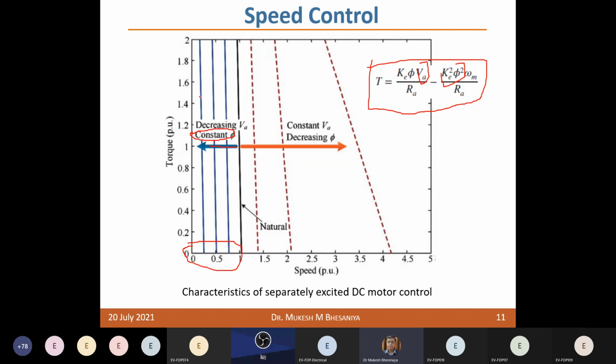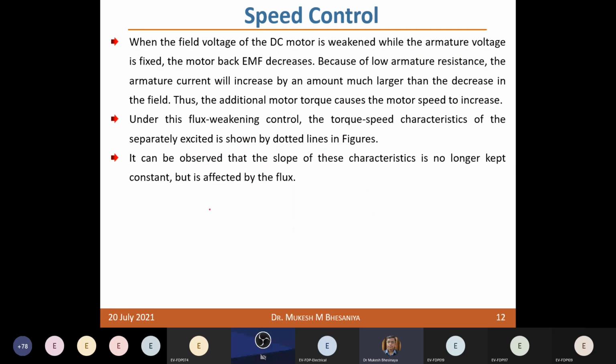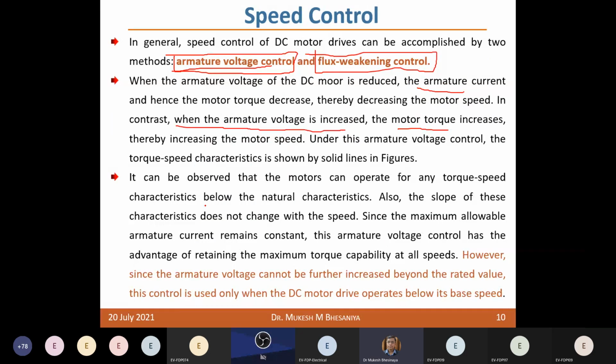If you have to maintain the speed, you need to increase the voltage, right? So it will follow this path, right? With the increase in torque, you have a slight reduction in speed, and if you have to maintain that speed constant, you need to regulate this armature voltage. Okay, now another part, once you reach this point, that is VA, after that you can't increase this VA further, right? So here the motor can operate for any torque speed characteristic below the natural characteristic.